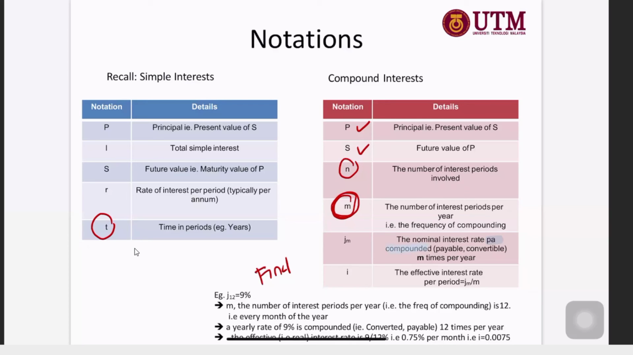Per annum compounded, that means, okay, this JM 0, 1, 2, 3, 4, right? This JM is for per year, but compounded quarterly. So if you want to find your I, your JM divided by M, so you will get your I here.